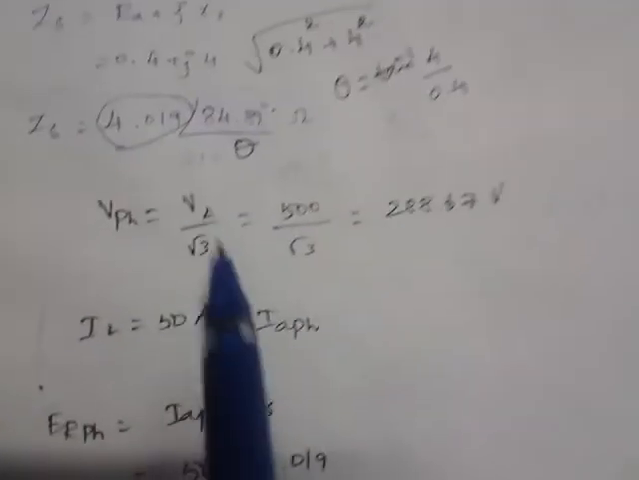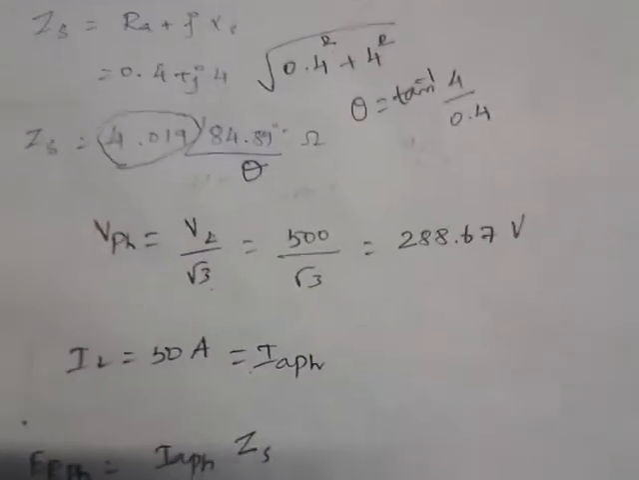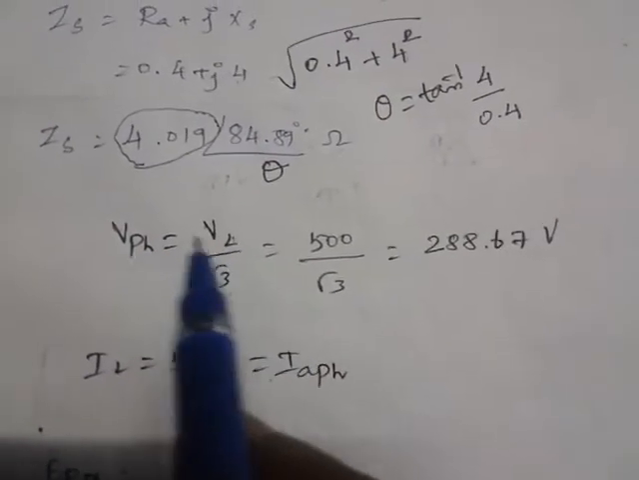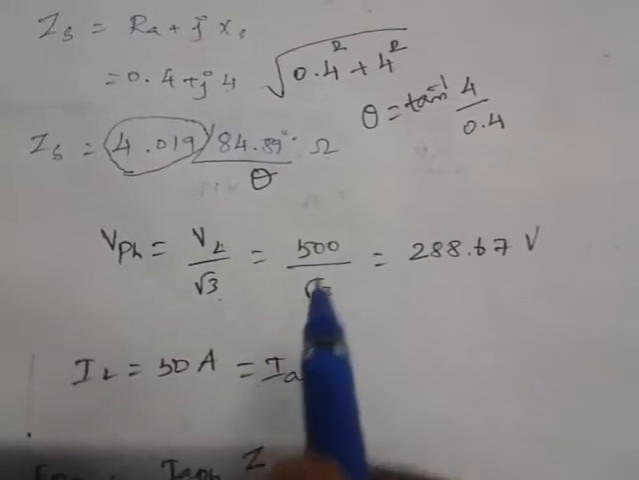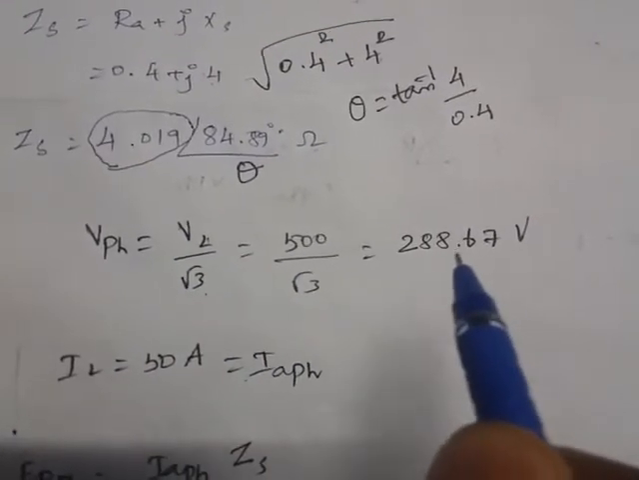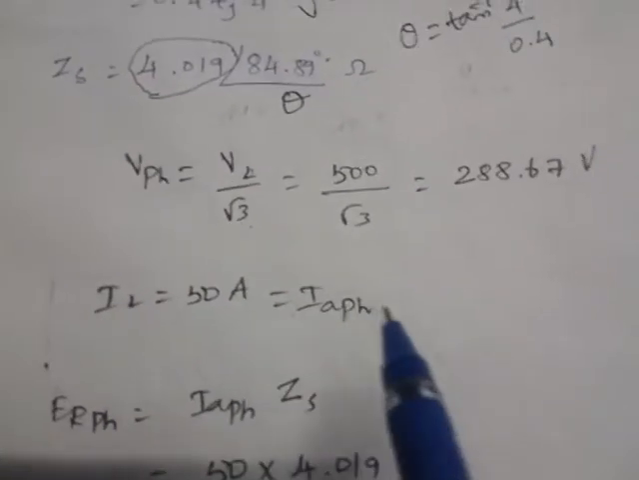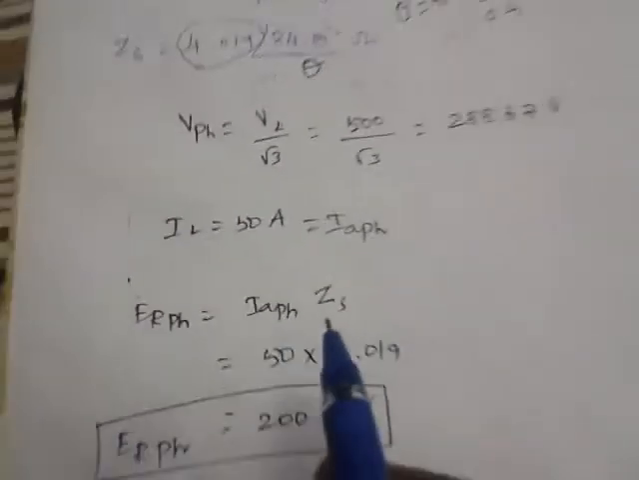Now you go for the V phase. In the given problem it is a star connection. So how to find the V phase? V phase equal to VL by root 3. So 500 divided by root 3 equal to 288.67 volt. For star connection, phase current equal to line current. Clear? And next you can find out the ER phase.